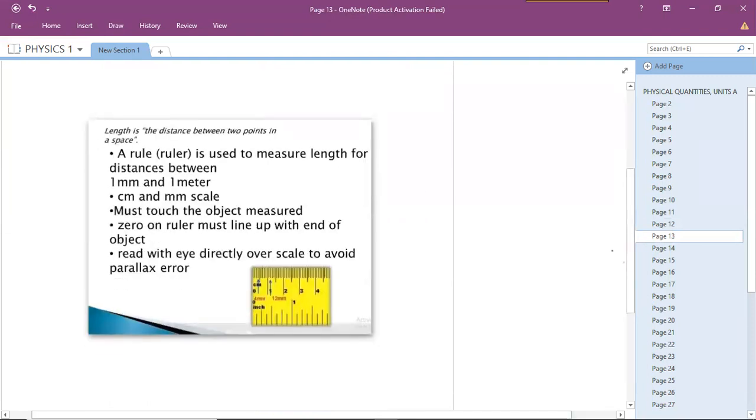So a ruler, practically, you know what a ruler is, right? A ruler is used to measure length, practically distances. It can go up to a meter, sometimes a kilometer, but it usually ranges between 1 millimeter and 1 meter: centimeters, and also millimeters. To use a ruler, you have to touch the object being measured.